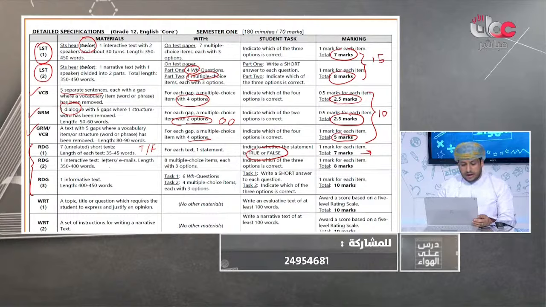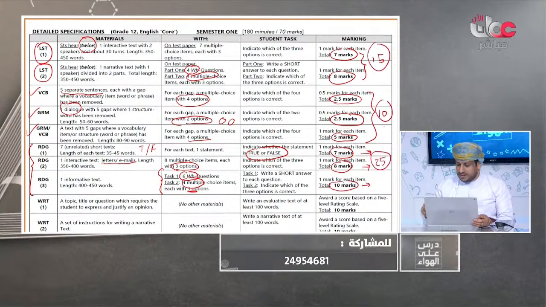Reading 2 will be interactive, so there will be a letter or an email text. There will be 8 multiple choice questions with 3 options, which means 8 marks. Reading 3 will be an informative text and will consist of 2 types: 6 WH questions and 4 multiple choice questions with 3 options only. The total for reading 3 will be 10 marks. If you calculate all of these, it will be 25 marks, so we have 15, 10, 25.